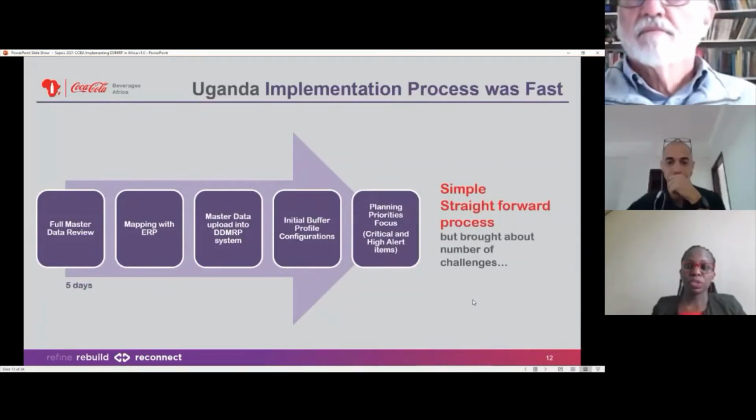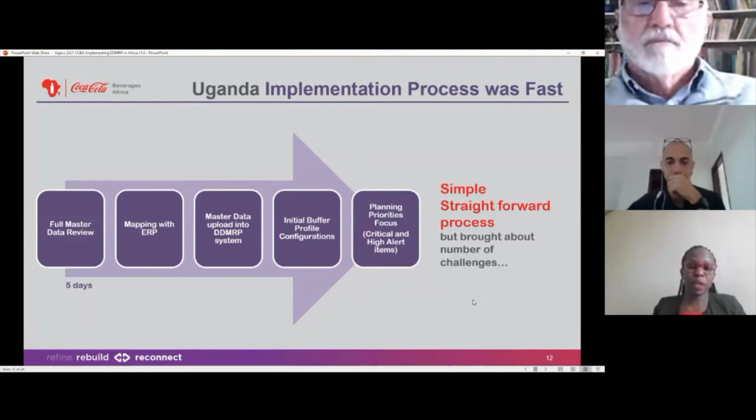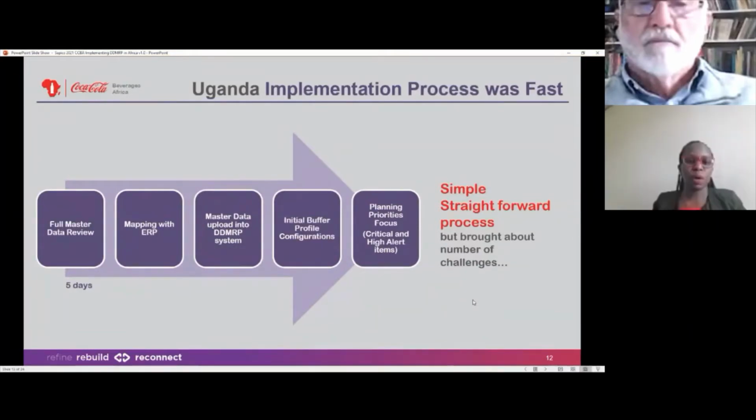Our implementation process was a first one. This took us about 5 days to accomplish. We started with the full master data review, where, like Ken explained before, we mapped all our materials. We have about 4 plants. So we mapped all those materials to our existing ERP system, which is SAP in this case.